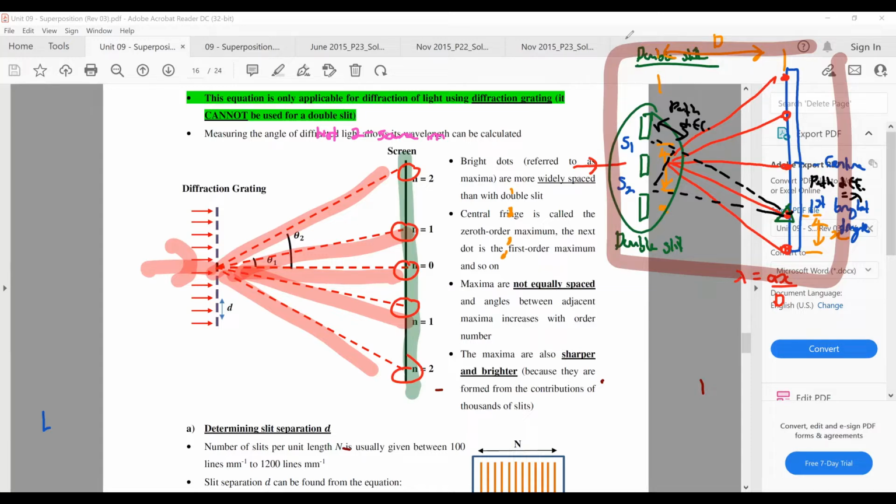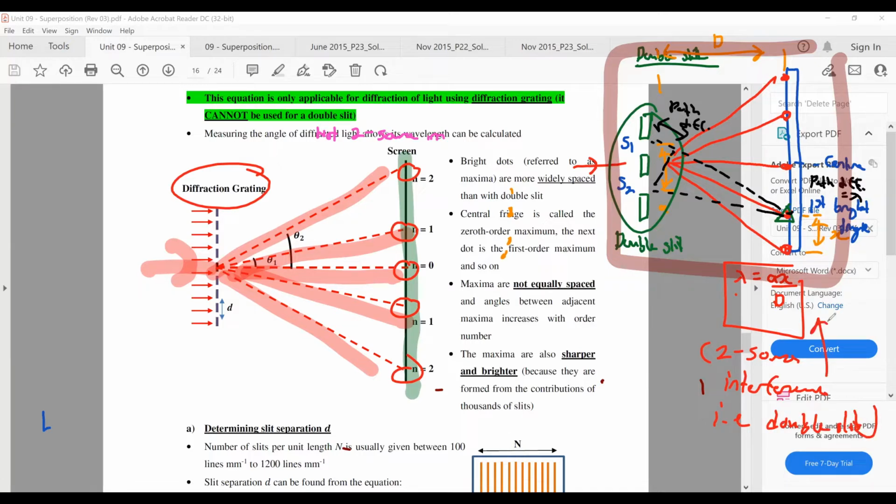Okay, but when it comes to the calculations for the patterns formed by diffraction grating, you do not use lambda equals ax over D. This one is strictly speaking only for two source interference, such as your double slit. Okay, this is specific only for double slit or two source interference pattern. For interference pattern formed by diffraction grating, you have to use a separate equation.